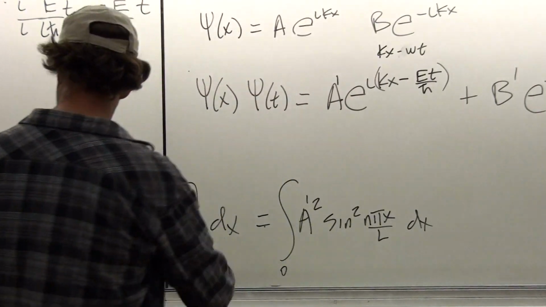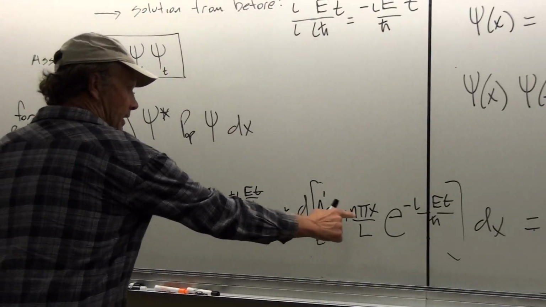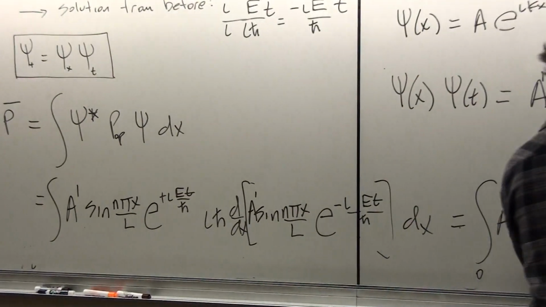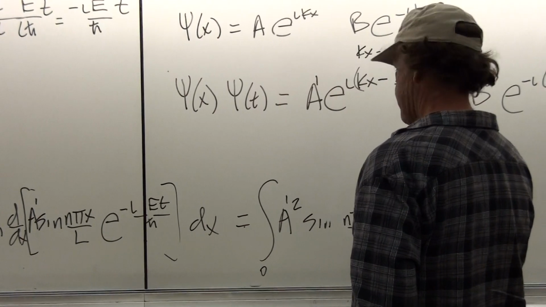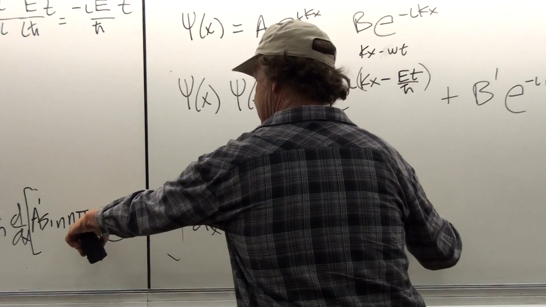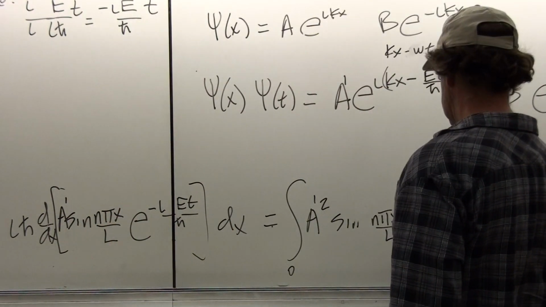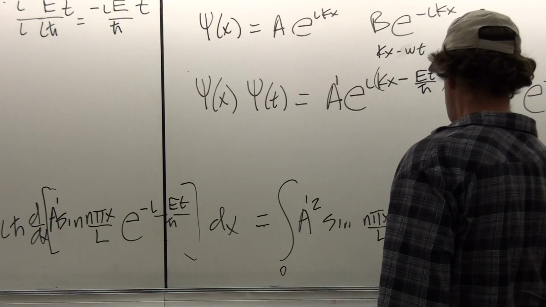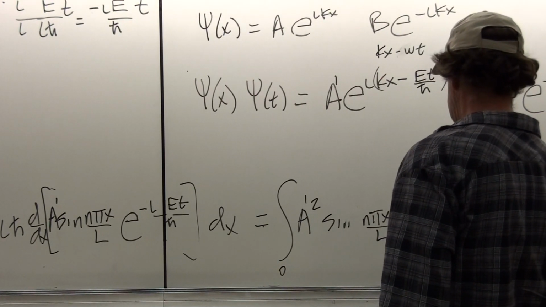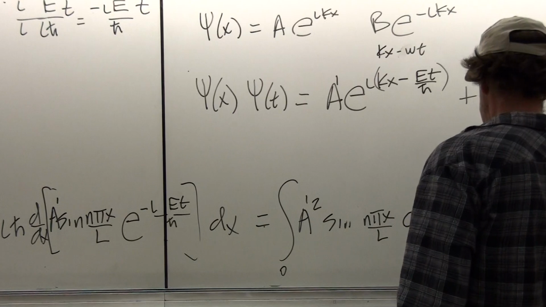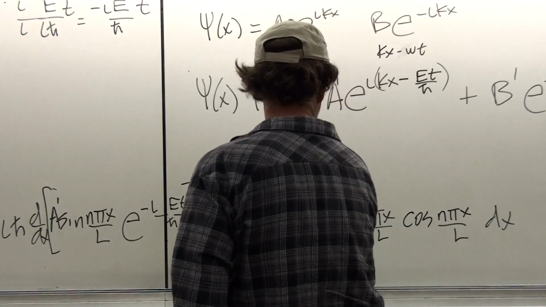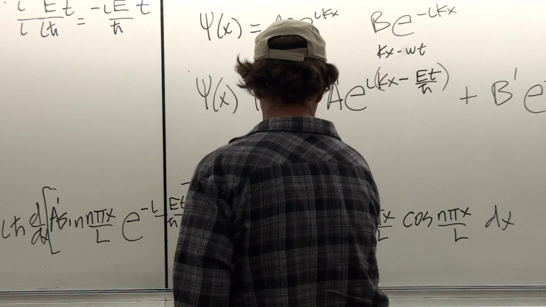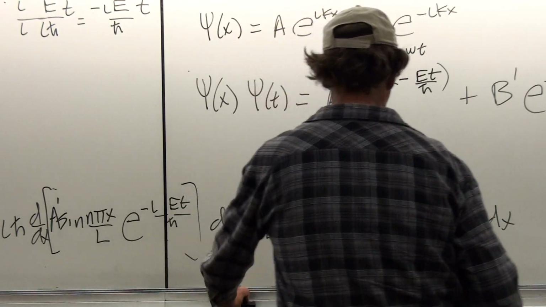I'm sorry, this is the derivative of this expression with respect to x. So that's the sine of n pi x over L times the derivative of the sine function inside of this expression, which is going to be the cosine of n pi x over L dx, with an extra factor of n pi over L outside.